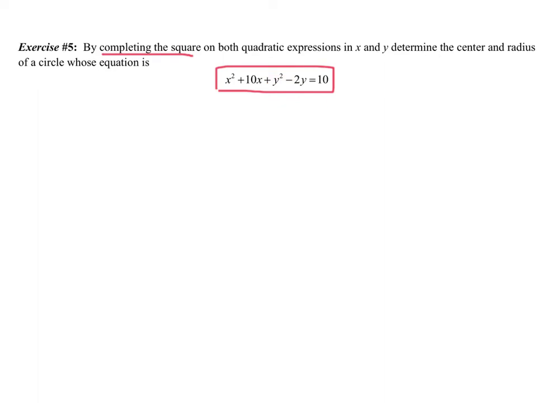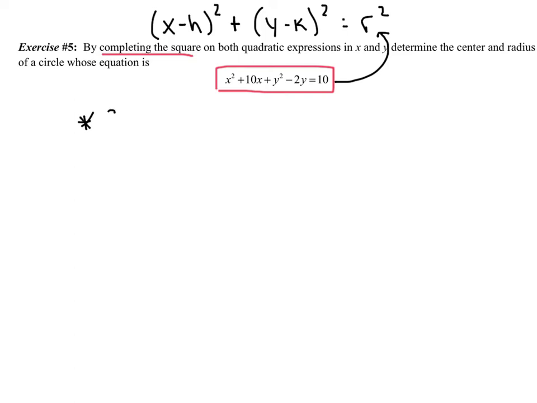And by standard form, I am referring to x minus h quantity squared plus y minus k quantity squared equals r squared. Remember, that plus sign in the middle is mandatory. It should always be there. So I'm going to try to get this bear to look like that one right there. I'm going to complete the square for both the x's and the y's as well. We're going to double up on this process.